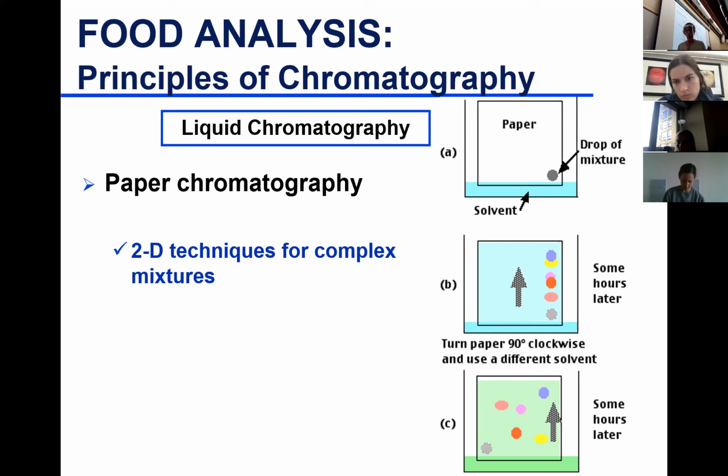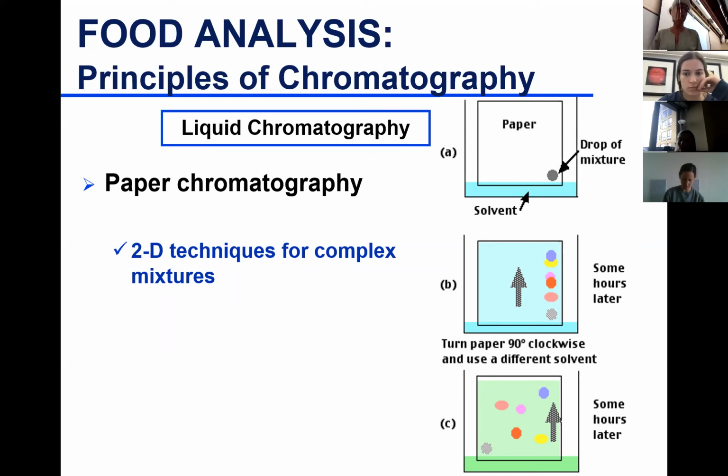So you go, okay, I'm going to choose another solvent, another organic solvent, where I have different partition coefficients. That means different affinity to the mobile phase versus the stationary phase. And then I take the paper and flip it clockwise, 90 degrees, and then put it in another solvent and let it develop. Then I get those spots that did not separate, they separated better.